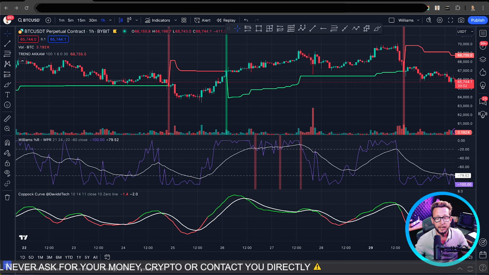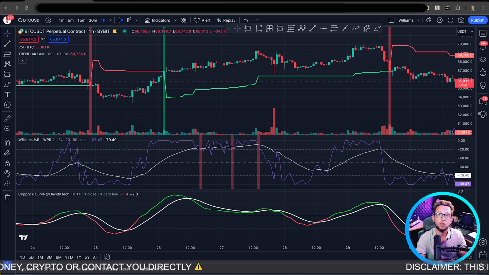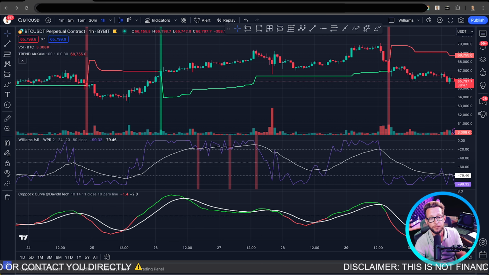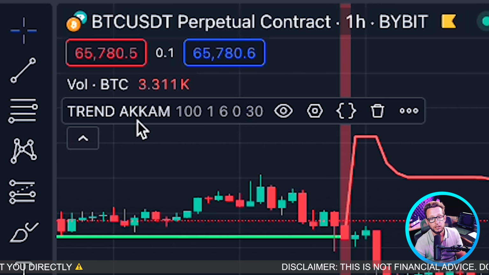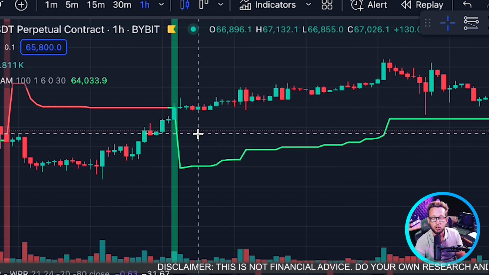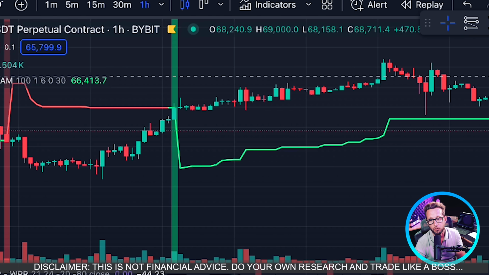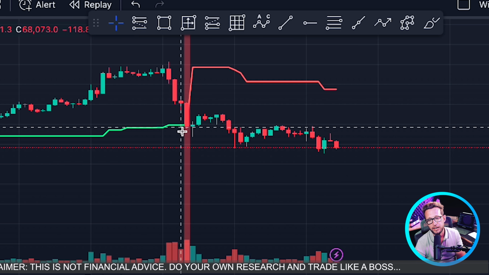Okay, so the first indicator was an indicator that I built myself based off of a MetaTrader 5 script. It's called the Trend Acom and it's this indicator here. This indicator is going to give us our trend direction. When it's green and price is above it, we're looking for longs, and when it's red and price is below, we're looking for shorts.